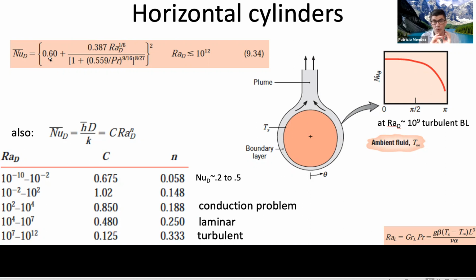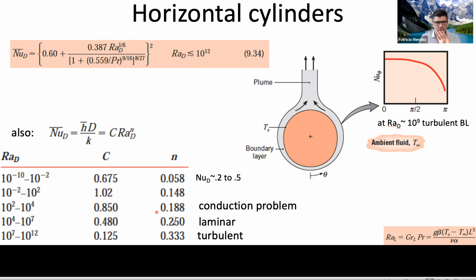This comes from a poor student who spent 4 years putting pipes in air and water and oil and running an experiment, taking notes, realizing everything is wrong and doing it again 1,000,000 times. In addition to this expression, we have this other one that is simpler to use. This is more general in the formula, and this is simpler to use but requires a table. And it says the average Nusselt based on the diameter is a constant times Rayleigh to an exponent.